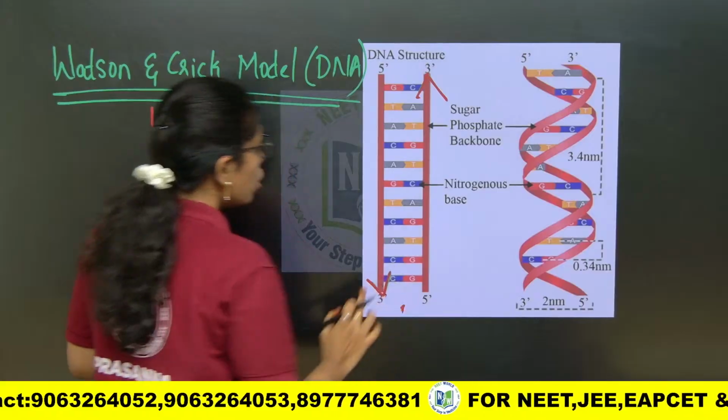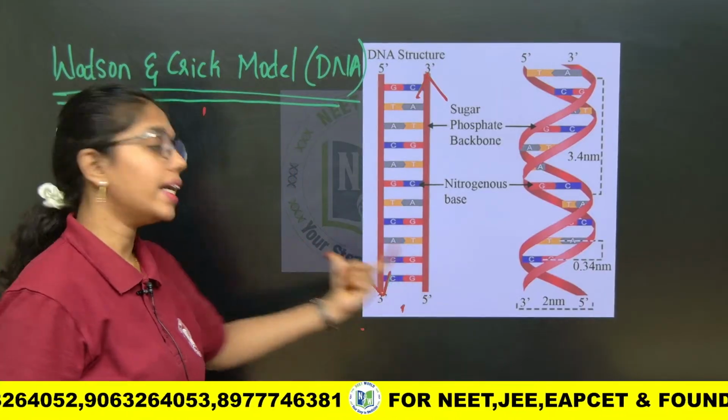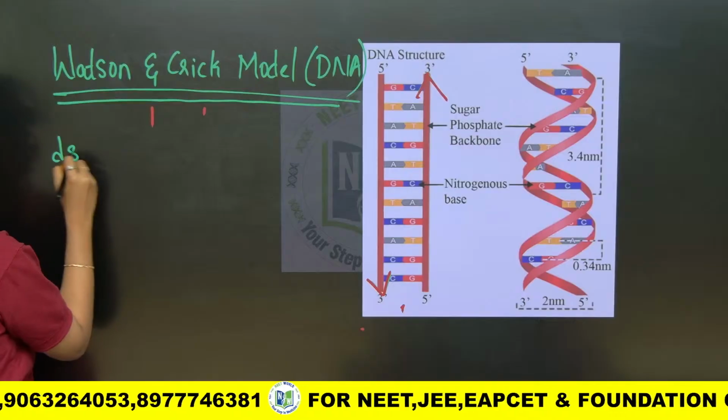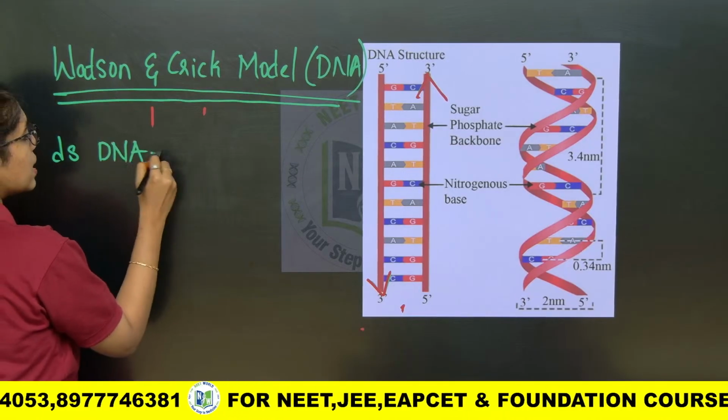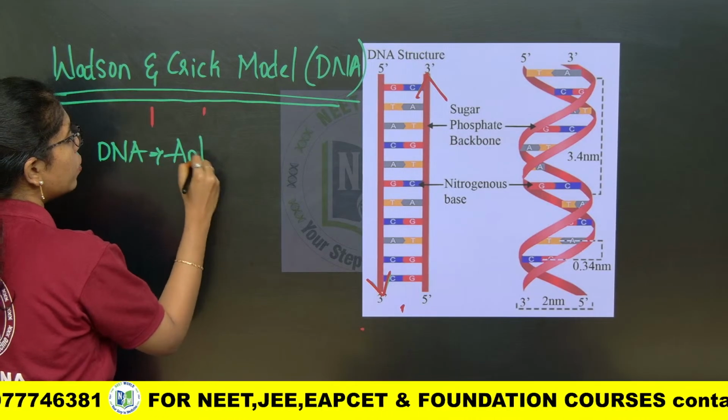They run what? Anti-parallel to each other. Can you see it better? So both the chains in a double stranded DNA are anti-parallel to each other.